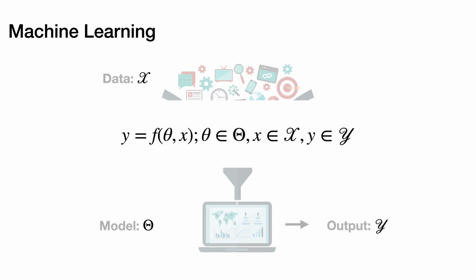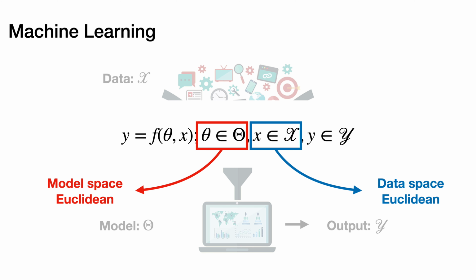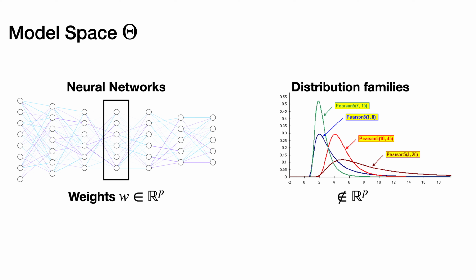To simplify the learning algorithm, we normally assume that model space theta and data space x are both Euclidean. For some models, such as neural networks with no constraint, the weight for one layer lies in Euclidean space. But for some models, we know that they are not Euclidean. For example, some distribution families.